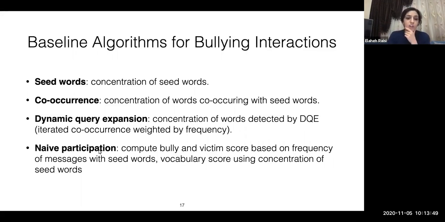And then we have the naive participation baseline. In the naive participation, for each user, we assign a bully and victim score, and we have the vocabulary score. We compute the bully score based on the fraction of the outgoing messages that contain at least one seed word, and the same way for the victim score. So naive participation is kind of a very strong baseline for our framework.